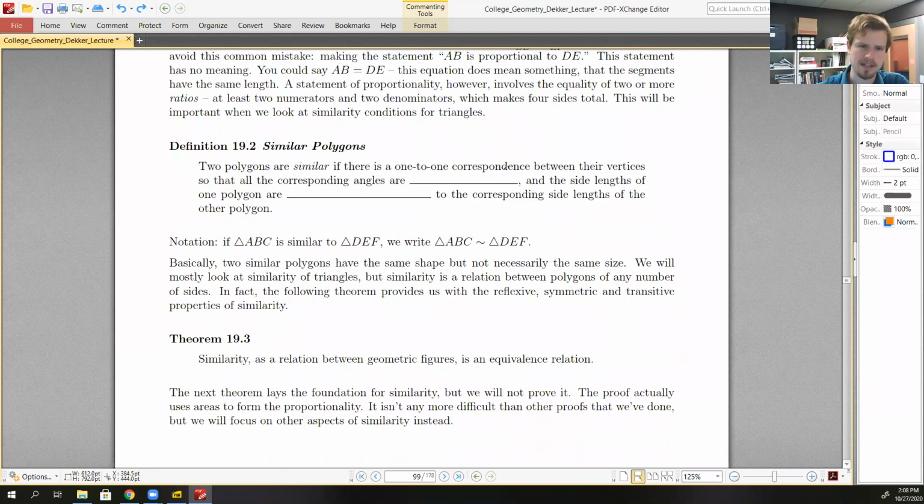What are similar polygons? Well, two polygons are similar if there is a one-to-one correspondence between their vertices. So if I have a triangle with vertices A, B, and C, if I wanted to say that's similar to triangle D, E, F, I would need to make sure that I have a one-to-one correspondence from the vertices. A goes to D, B goes to E, C goes to F.